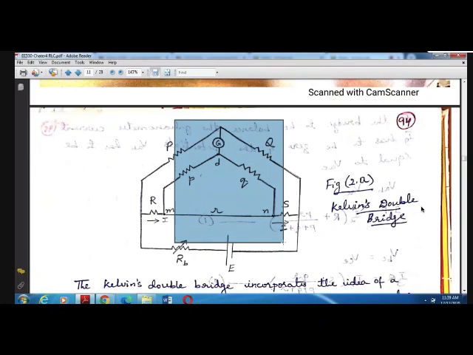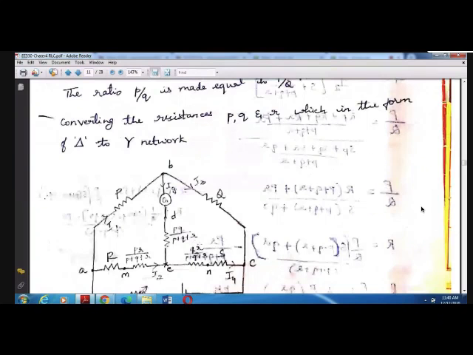Have you studied in networks? Yes, ma'am. You know how to convert the delta connection to star connection. So initially, this is in the delta form. Now converting this delta connection to the star form, we'll get the circuit in this manner.